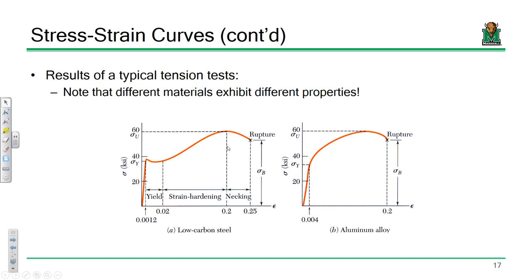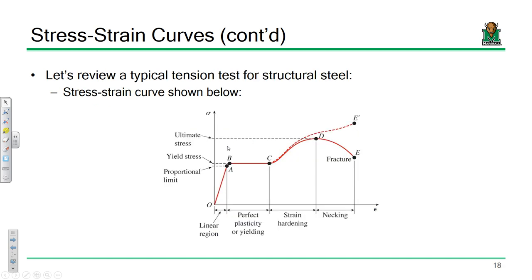Doesn't matter what the specimen looked like, whether it was an A505 specimen or a diamond specimen or what have you. By converting to stress and strain, you get the same curve for that given material, and that's why stress-strain curves are so valuable. So this is a typical stress-strain curve for carbon steel. The one on the right is for an aluminum alloy.